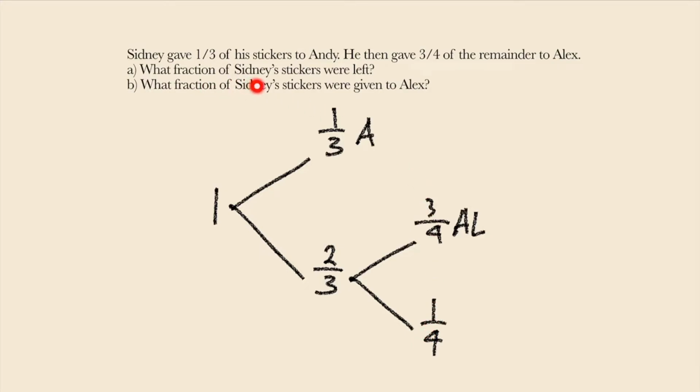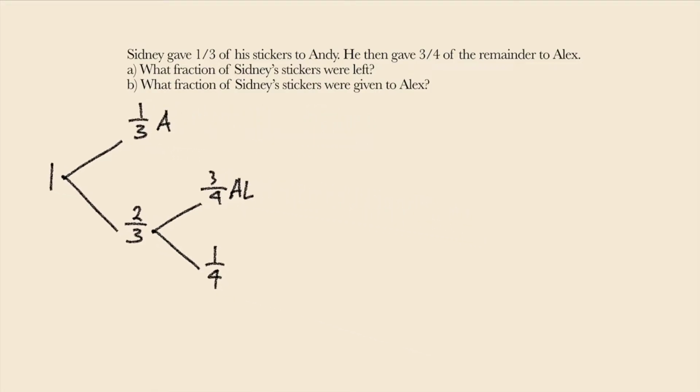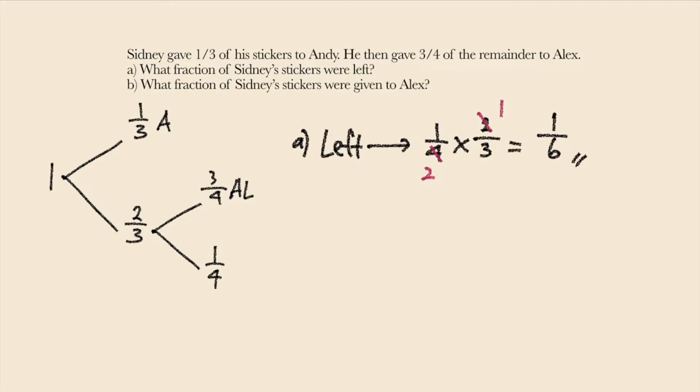Part A, what fraction of Sydney's stickers were left? So we are interested in this, the fraction that's left. By now you should know the worst answer to give is 1/4. No, what fraction of the total? So let's do the linking, which is 2/3 multiplied by 1/4. So to answer part A, it is 1/4 of 2/3. Does it matter if you take 1/4 times 2/3 or 2/3 times 1/4? It doesn't matter. The answer is 1/6.